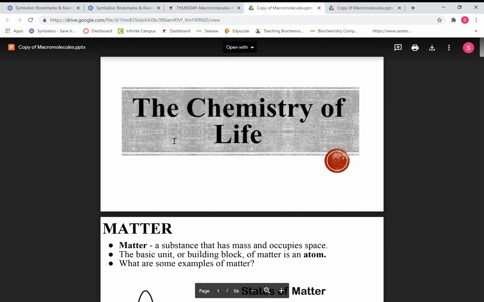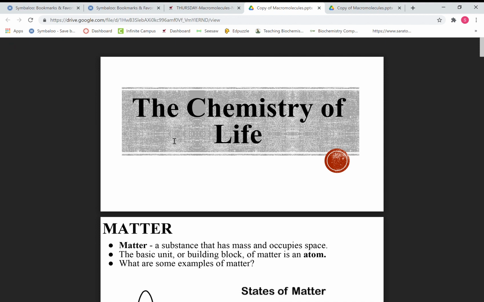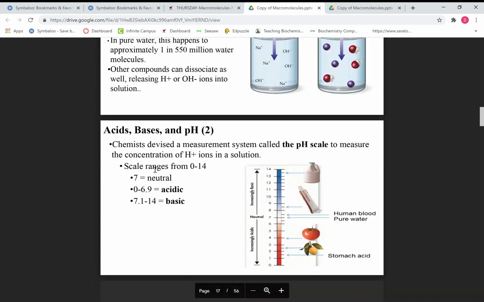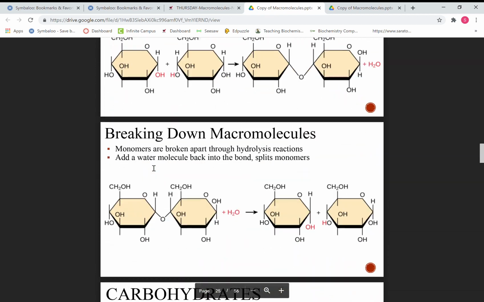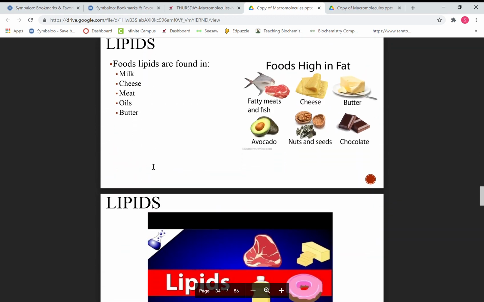So let's click on those. So far we've talked about two macromolecules: carbohydrates, your short-acting, fast energy. We've talked about lipids, which are fats, which are long-term energy. We're now going to talk about nucleic acids, which are your genetic inheritance, what's passed on through generations.